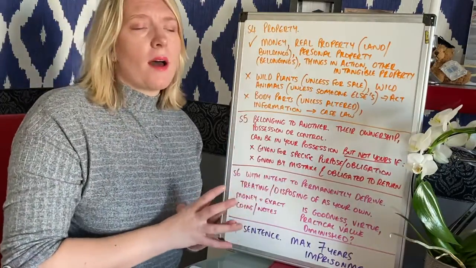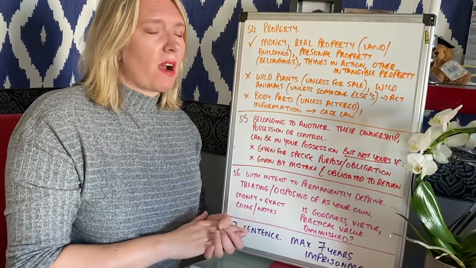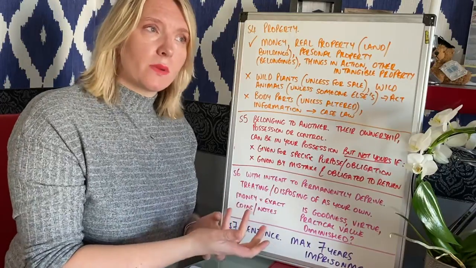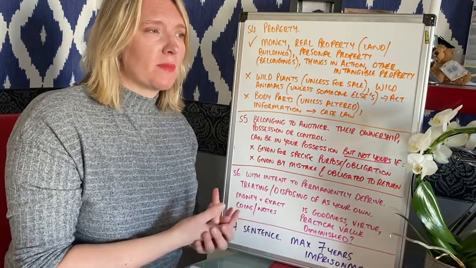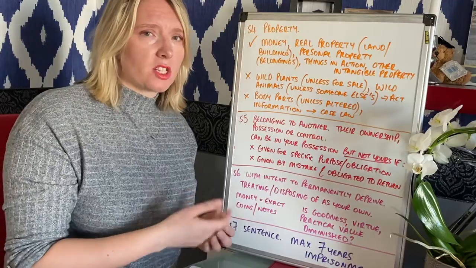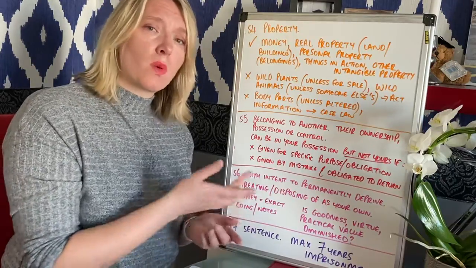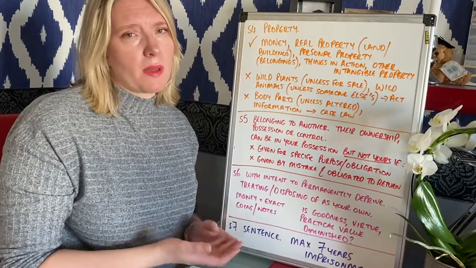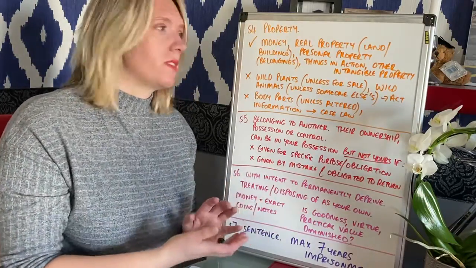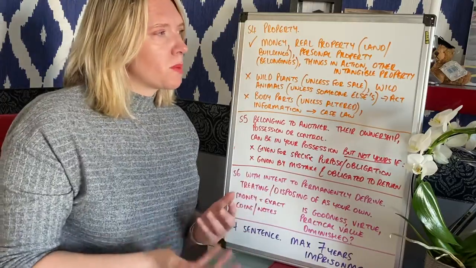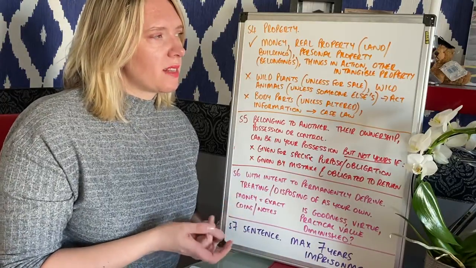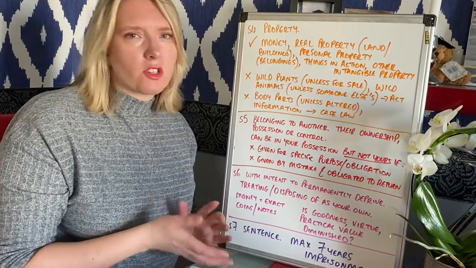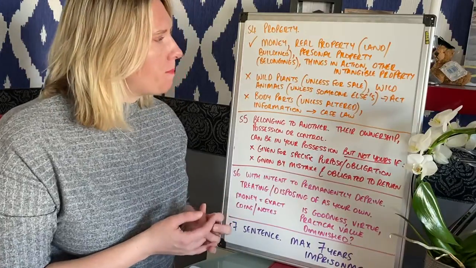Things in action. Things in action are probably easiest described as a legal right to do something. So for example, if you think of a bus ticket, you're not actually buying the piece of paper itself. You want to buy the right to ride the bus. Or, you know, same with a cinema ticket. You're not really paying for the piece of paper. You're paying for the right to go and enjoy the cinema. Other intangible property as well can be stolen. So things like patents or electricity, Wi-Fi, things like that.